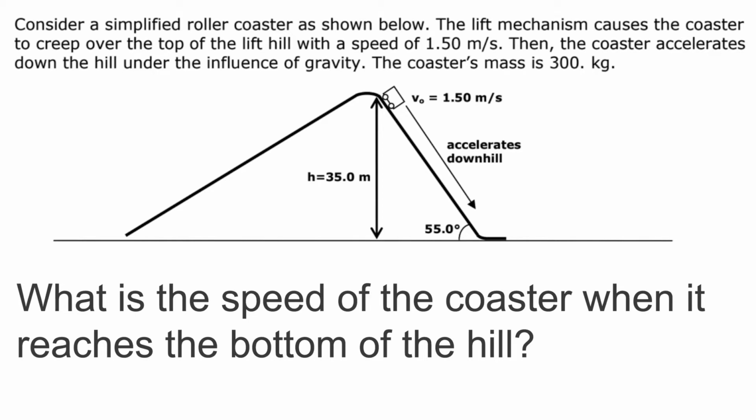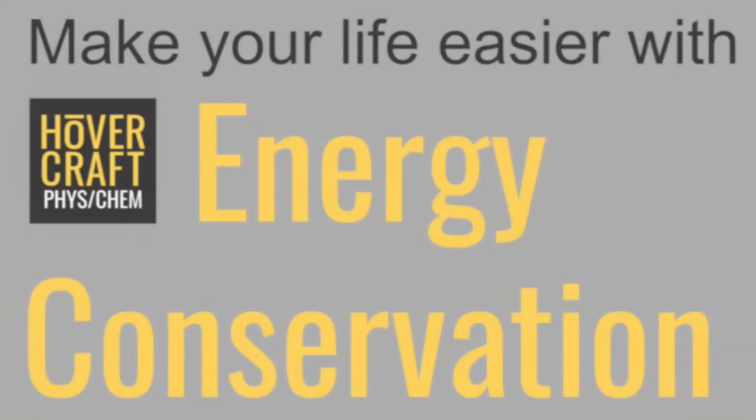We're given that the coaster's mass is 300 kilograms. We'd like to know what the speed of the coaster would be when it hits the bottom of the hill. This is a very challenging problem if you use a force diagram approach, but we're not going to do that here, because the purpose of this video is to make your life easier using energy conservation.